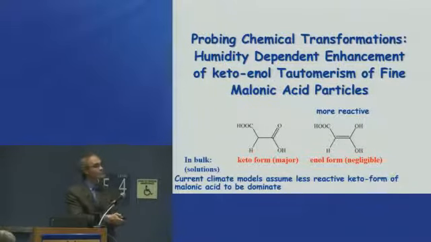Why is it important? Well, in part, you can think about it from a reactivity perspective. The enol form is much more reactive relative to the keto form. And so this is a very important reaction. This is a new type of chemical reaction that occurs really at the deliquescent malonic acid particles, at the levels where you have a very small amount of water, and so you have a very high ratio of concentration of acid molecules to water.